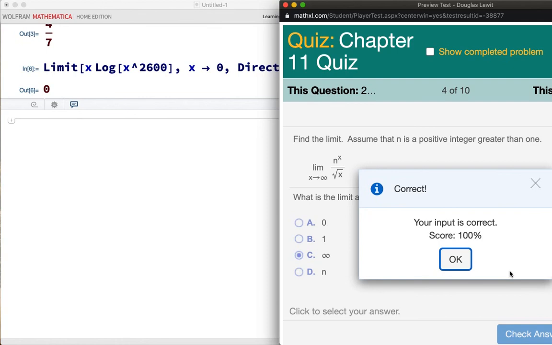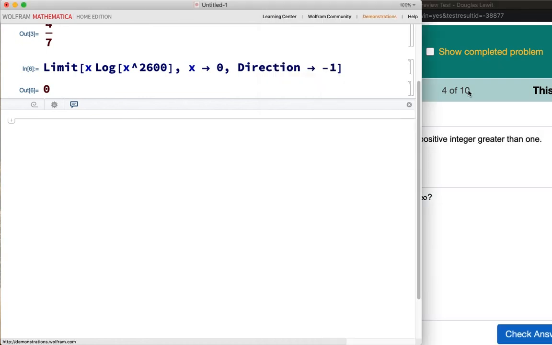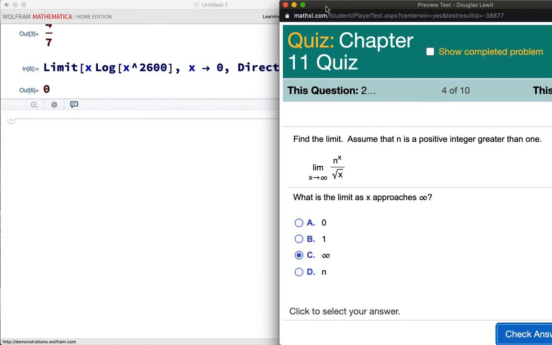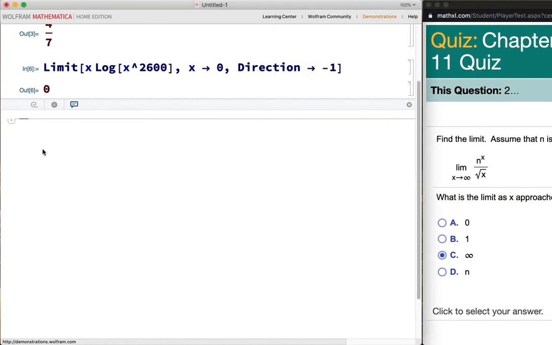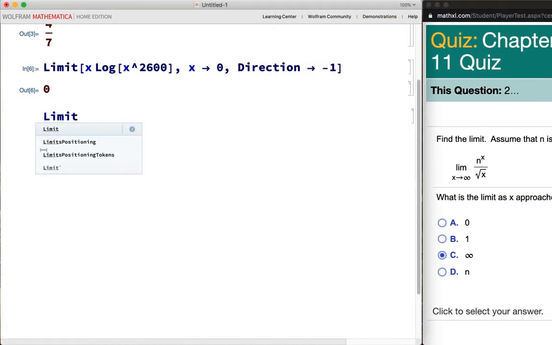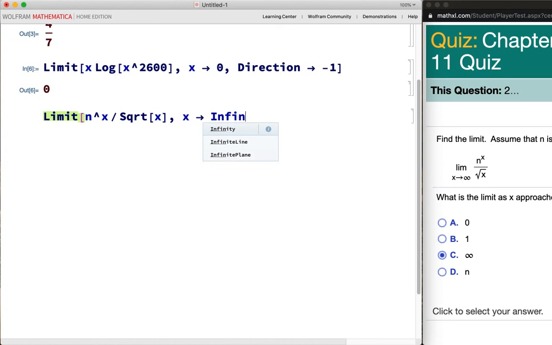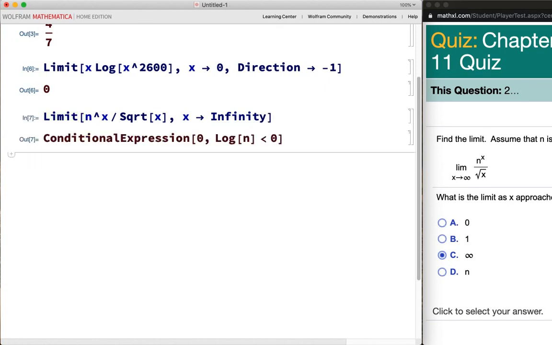And that is correct. Your input is correct, score 100%. Okay, so that was pretty simple. Or we could use Mathematica to confirm what we already understand intuitively. Limit n to the power x divided by the square root of x as x goes to infinity. Now here the computer may give us a hard time, and I'm going to explain why.